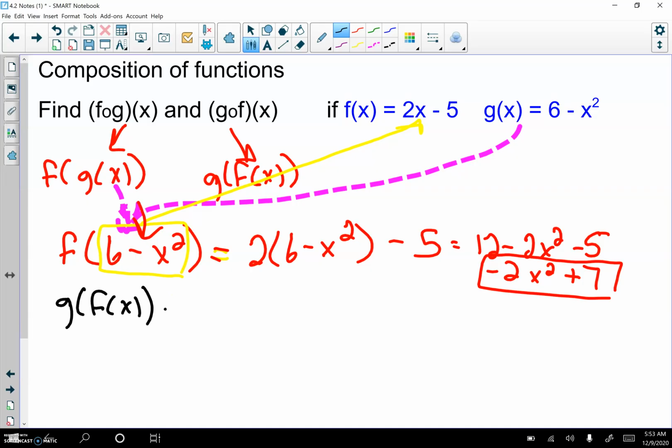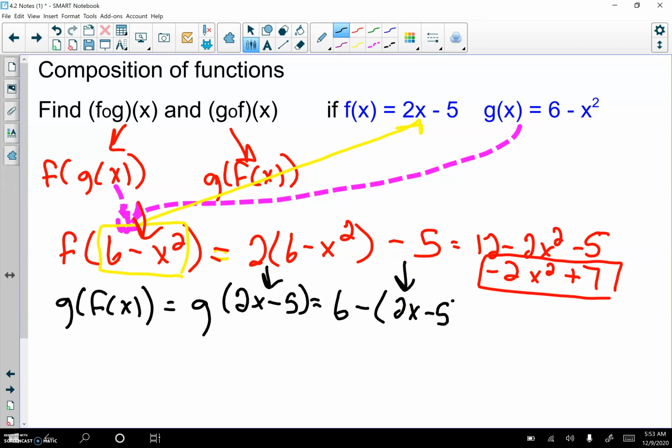So I'm going to take my f of x and put it into the g of x. So it'd be 2x minus 5. So I'm going to go to my g of x. I'm going to go 6 minus this input here, 2x minus 5 squared. And if I were to do that, that's the same as 6 minus 2x minus 5, 2x minus 5, right?